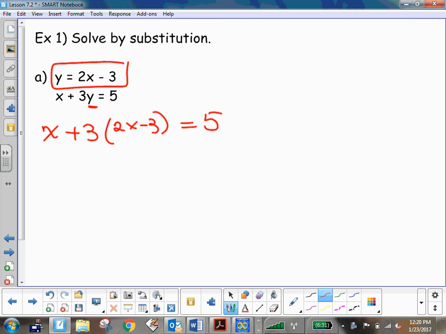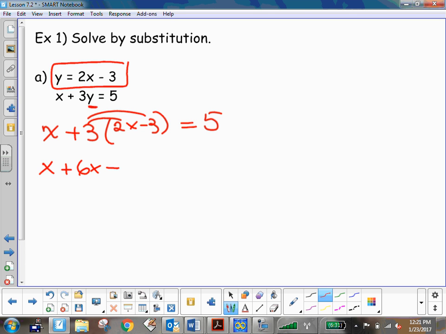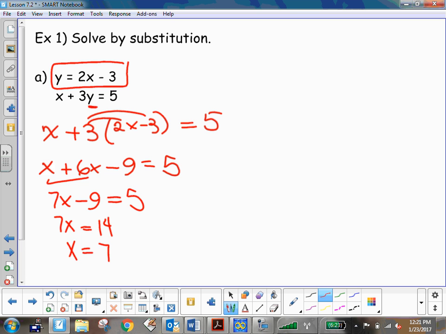So what you've created is an equation that, instead of having two variables in it, now only has one variable. And we solve for that variable. So we know in this case that this 3 is going to have to get distributed. And so it's x, and it's going to be plus 6x minus 9 equals 5. And then it's a problem that you know how to do. Combine your like terms. So look for your variables that are the same. So we can combine 6x and x and get 7x minus 9 equals 5. And then for 7x, adding 9 to both sides gives me 14. So x is equal to 2.